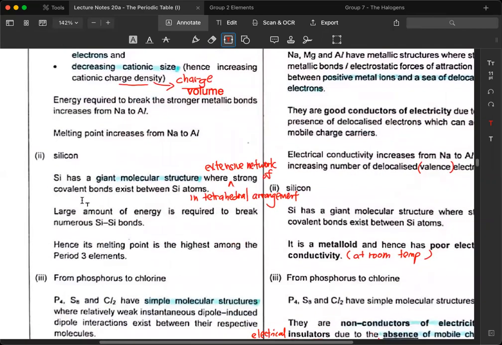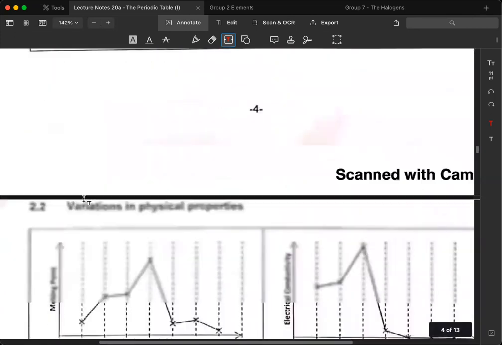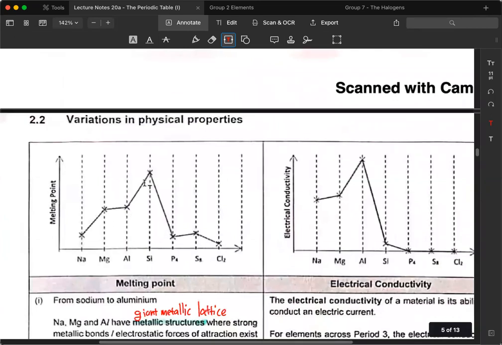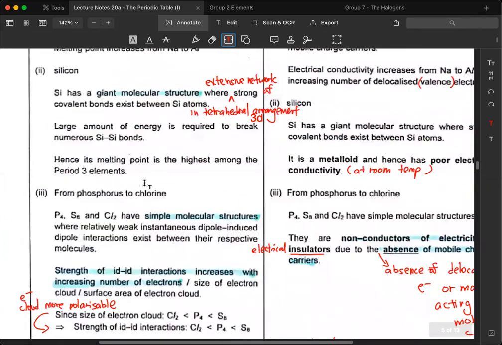For silicon, they have a giant molecular structure with an extensive network of strong covalent bonds between the silicon atoms in a tetrahedral arrangement. So that means a lot of energy will be required to break the numerous silicon-silicon bonds. So the melting point is the highest among the period 3 elements, as observed. It's a giant molecular structure, which explains why it has the highest melting point across the period.